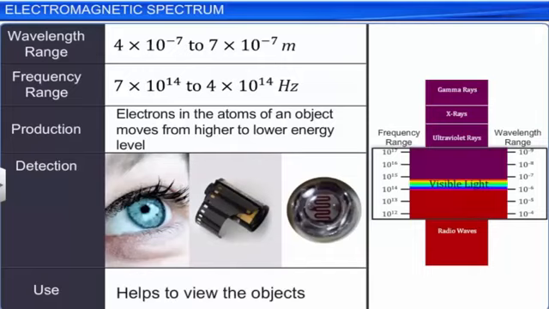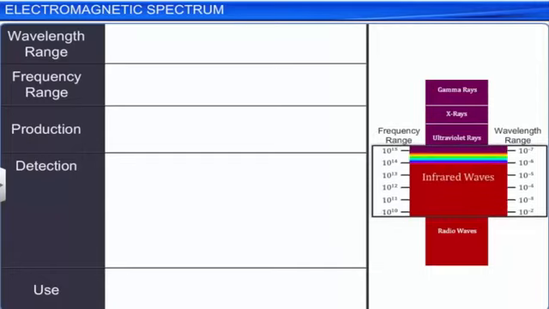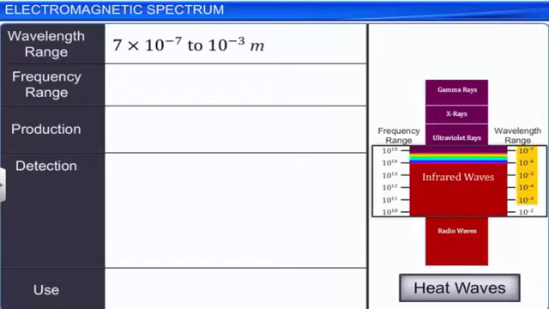The next kind of electromagnetic wave in the electromagnetic spectrum is the infrared wave. Since the infrared radiation heats up objects and surroundings where it is incident, infrared waves are known as heat waves. Wavelength of infrared waves is in the range of 7 into 10 power minus 7 meters to 10 power minus 3 meters. Frequency of infrared waves is in the range of about 10 power 14 Hz to 10 power 11 Hz.